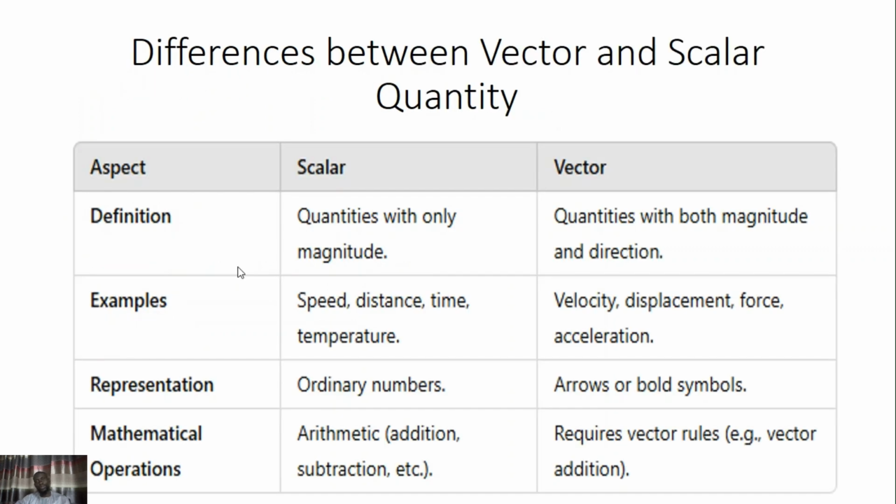This table shows the difference between vector and scalar quantities. In terms of their definition, like I said earlier, scalars have only magnitude but no direction, while vectors have both magnitude and direction. Examples of scalar quantities include speed, distance, time, and temperature, while vector quantity examples include velocity, displacement, force, and acceleration.